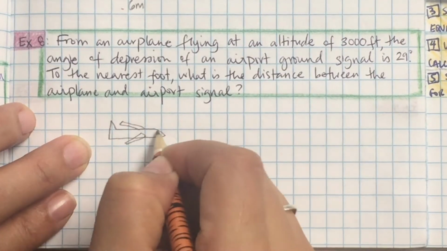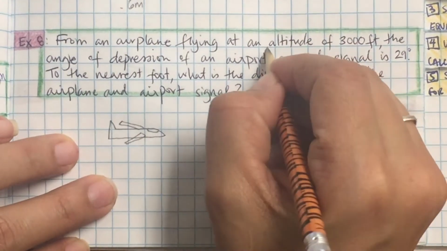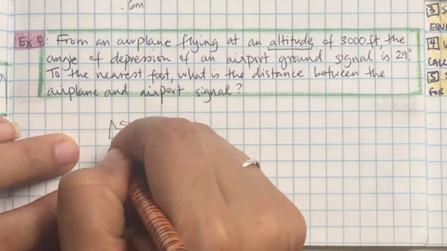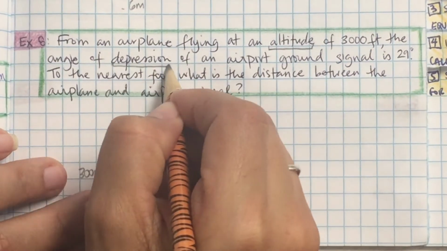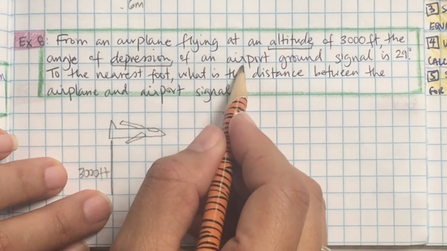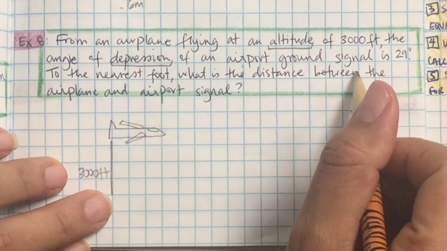Example 8, airplane flying at an altitude of 3,000 feet. So here's my plane. It's flying at an altitude of 3,000 feet. So what's that? Vertical height. Remember, that's the height from the ground, right? 3,000. The angle of depression, I'm feeling low. So the one going down to the airport ground signal.